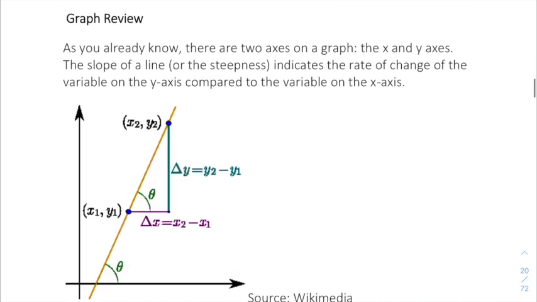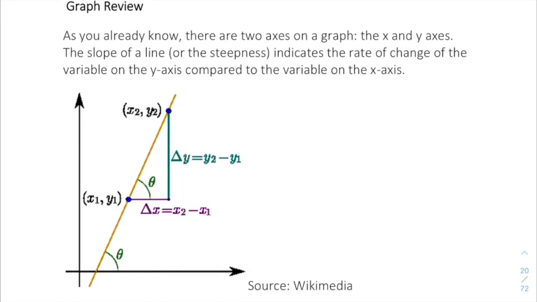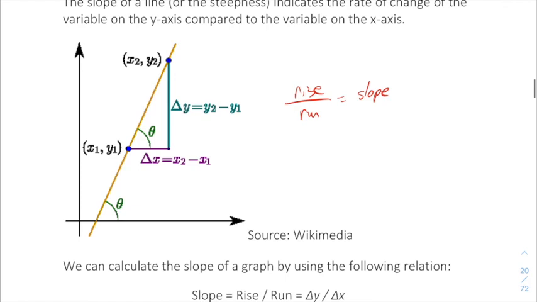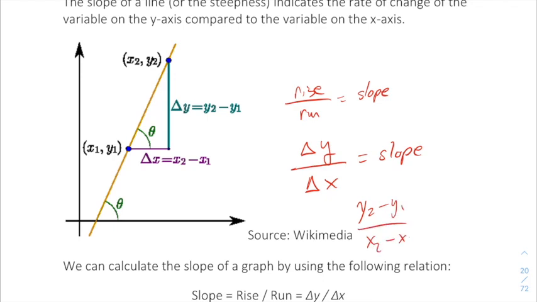As you know, there are two axes on a graph, the x and the y axis, and the slope of the line is the steepness. Slope is indicated as rise divided by run is equal to slope. Or the change in rise, which is the change in y, divided by the change in x, is also slope. Which also means that y2 minus y1 divided by x2 minus x1 is equal to slope.